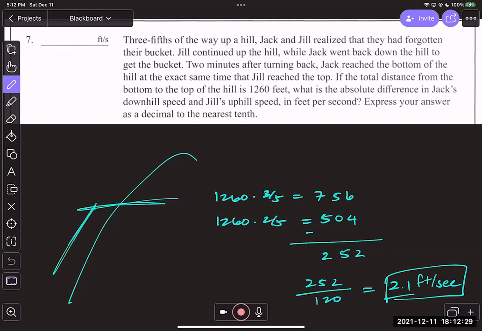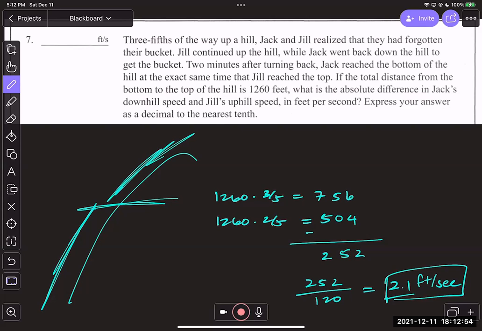So this distance here is the amount of distance that Jack goes, right? And then this distance up here is the amount that Jill goes, right? Okay, so what you're saying is the difference between their speeds should just be the difference in the distance divided by the time, right? Is that what you said? And that is the case.